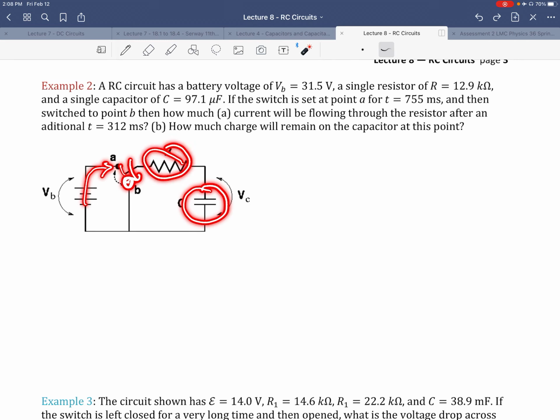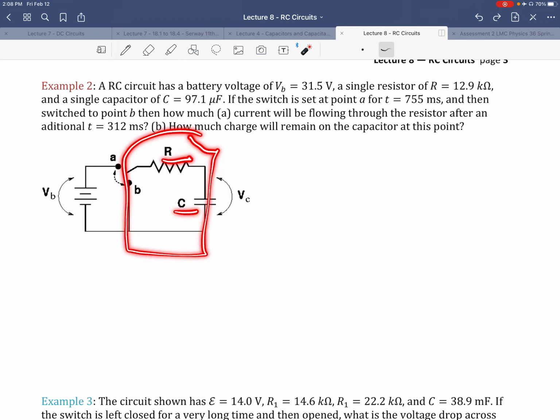At this point, the resistor and the capacitor are in a single loop without the battery, and that allows the capacitor to just discharge through the resistor. In terms of practically speaking energy conservation, the potential energy stored on the capacitor, the potential energy of the electric field, gets converted to heat energy via the resistor.